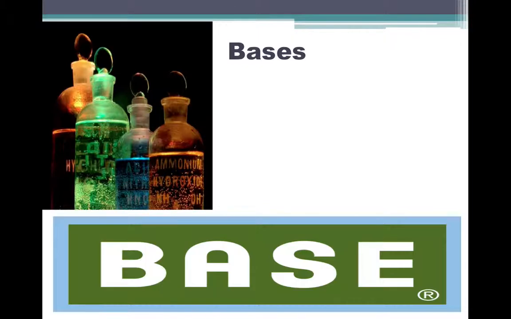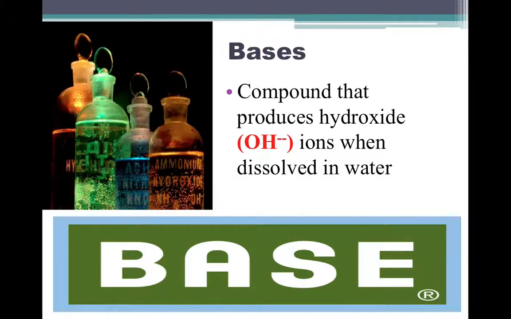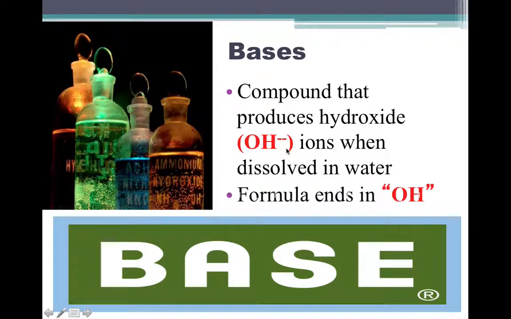All right, so bases. What we have right here is a compound that produces hydroxide ions. And these are negative ions, therefore they are found at the end of a compound. They're the last part of a compound. So therefore your formula ends in OH, hydroxide, OH.